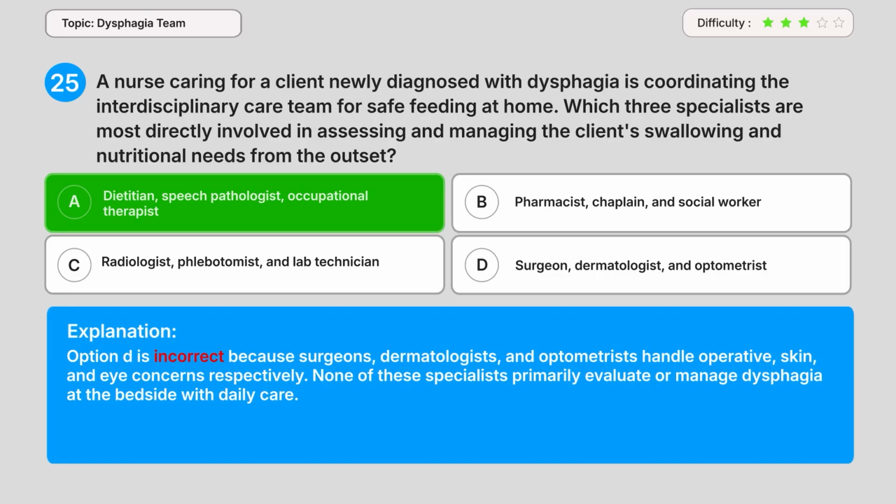Option D is incorrect because surgeons, dermatologists, and optometrists handle operative, skin, and eye concerns respectively. None of these specialists primarily evaluate or manage dysphagia at the bedside with daily care.